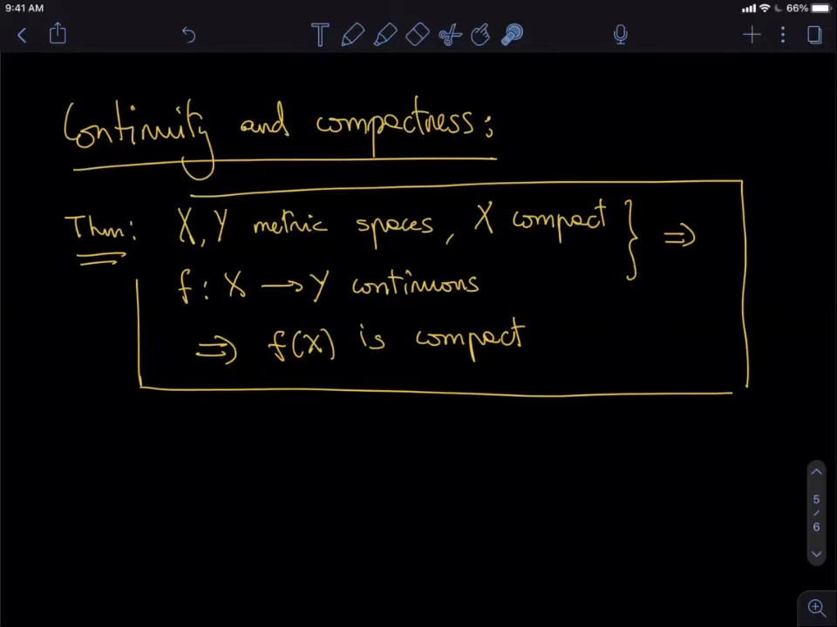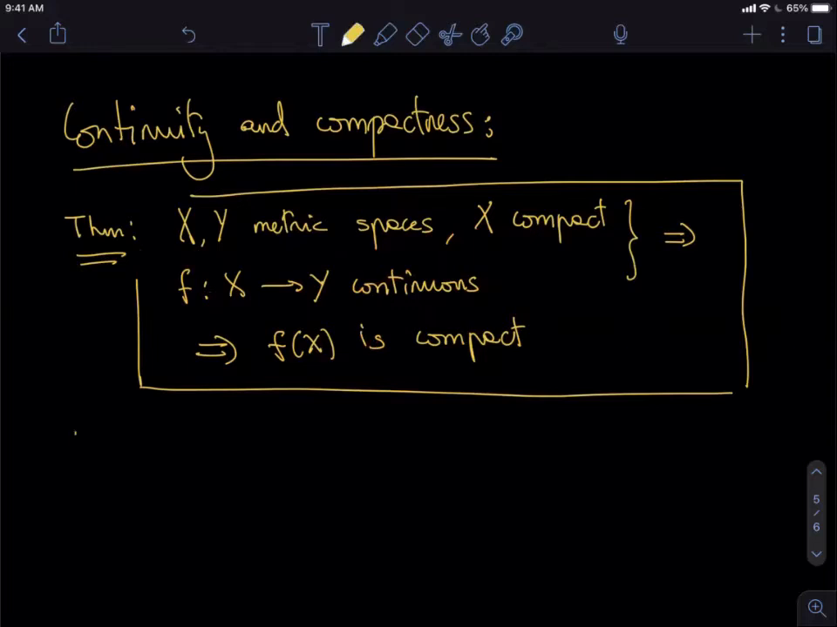Compact sets work very well with continuous functions. This theorem is going to be very important in the sequel. Here we have two metric spaces. X is compact, and we have a continuous function f from X to Y. Then we know for sure that f of X is compact.